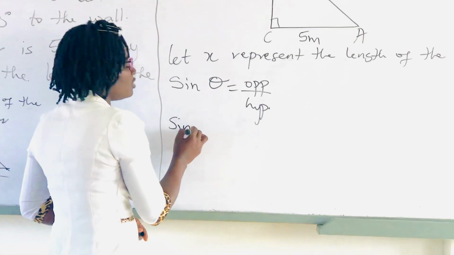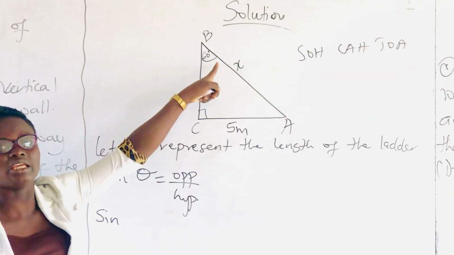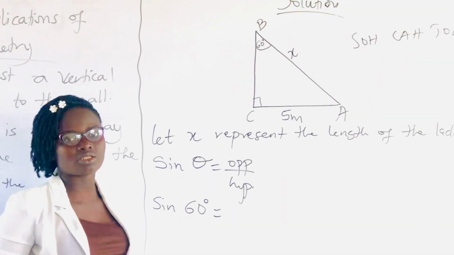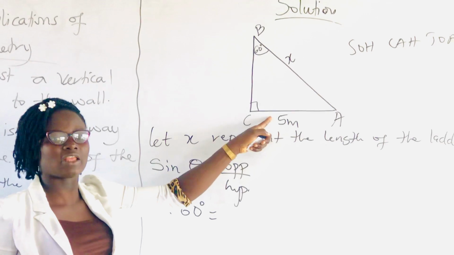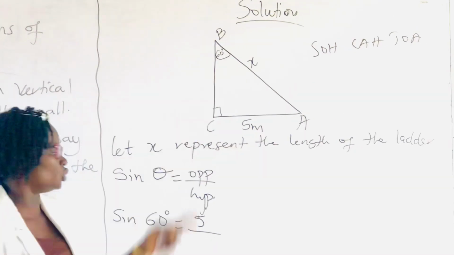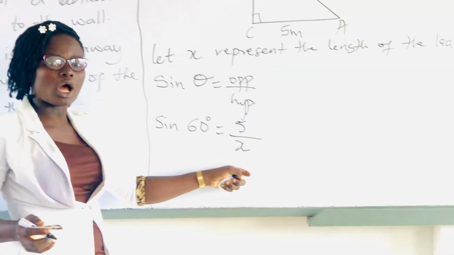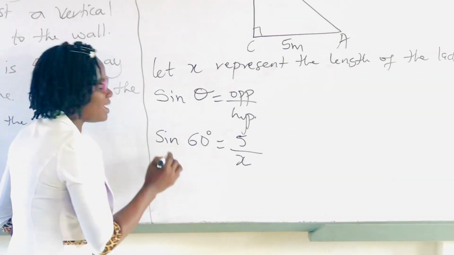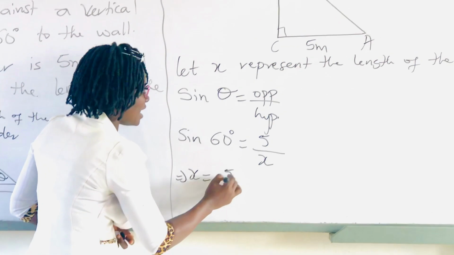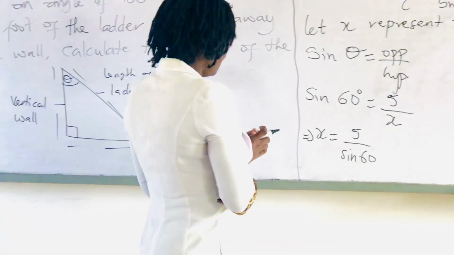Then you substitute your value. What is our angle? Our angle is 60 degrees. So it becomes sine 60 degrees equals, what is our opposite? That is 5. 5 over hypotenuse, which is unknown, over x. So to find x, what do we do? We have to do a simple change of subject. So x is equal to 5 over sine 60 degrees. Great.